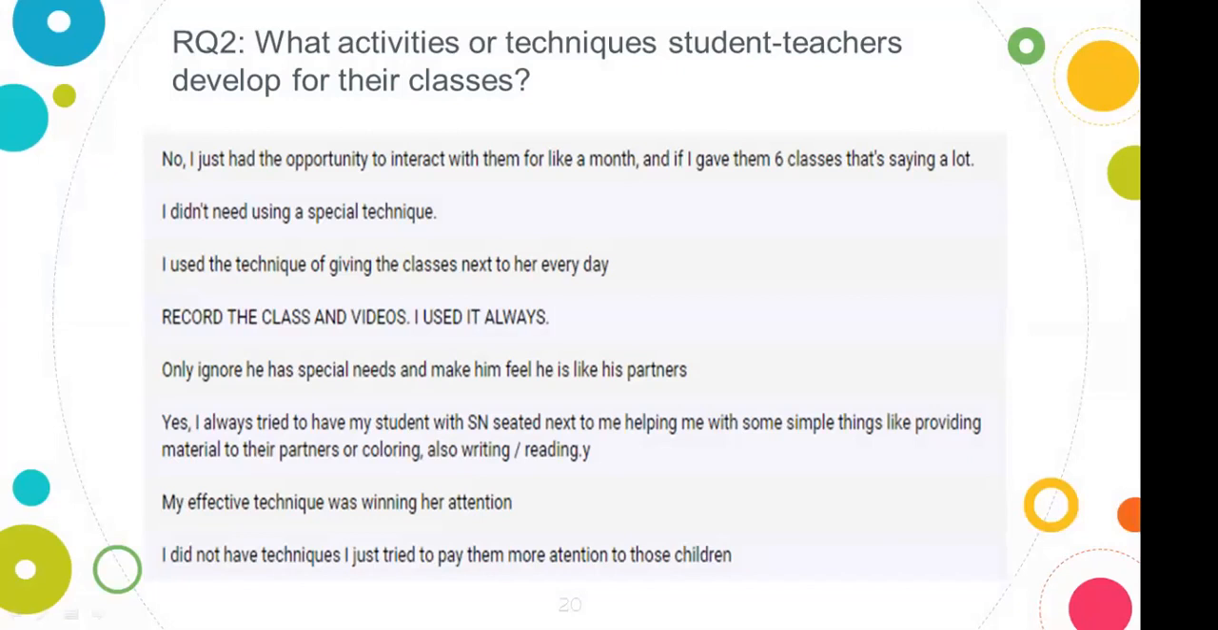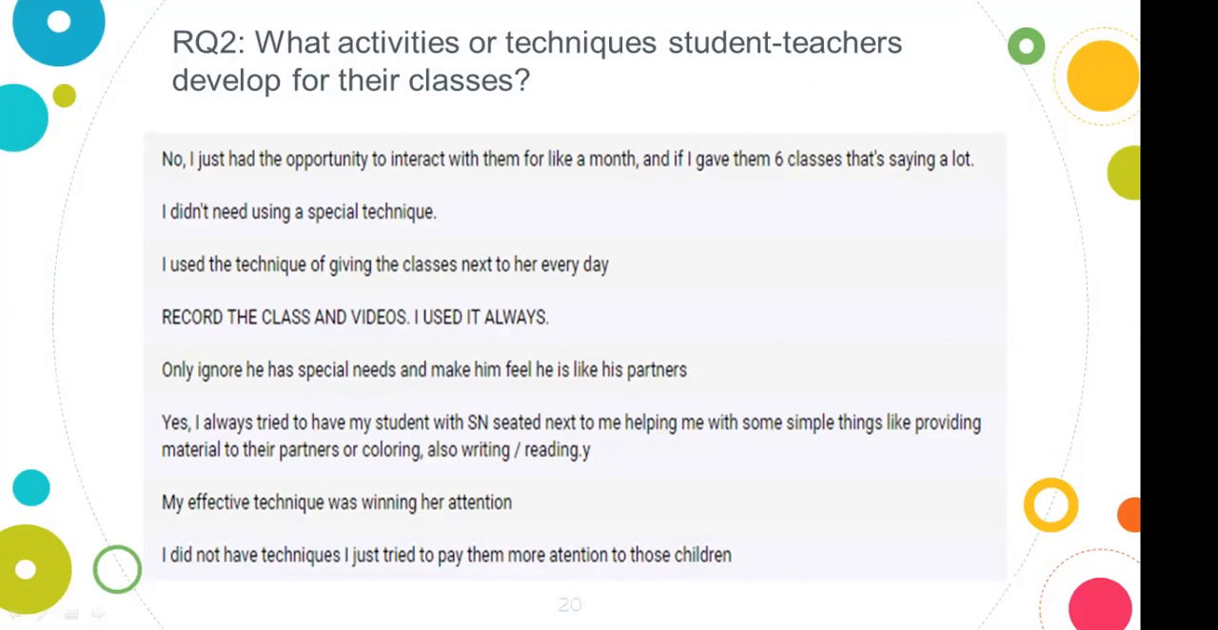Research question number 2, what activities or techniques students develop for the class? One said, no, I just had the opportunity to interact with them for a month. So he or she didn't implement any technique. Another said, I didn't need to use a special technique. I use the technique of giving the class next to her every day, record the class and videos and use it always. Only ignore he has special needs and make him feel he is like his parents.